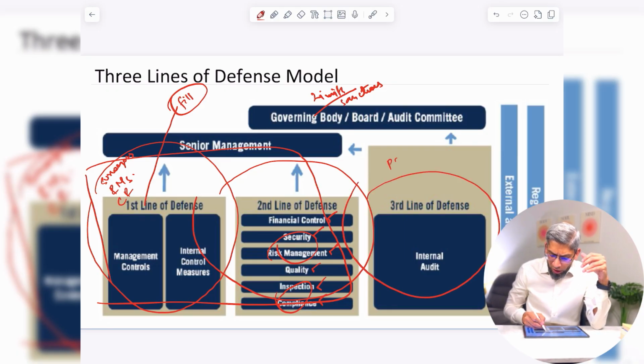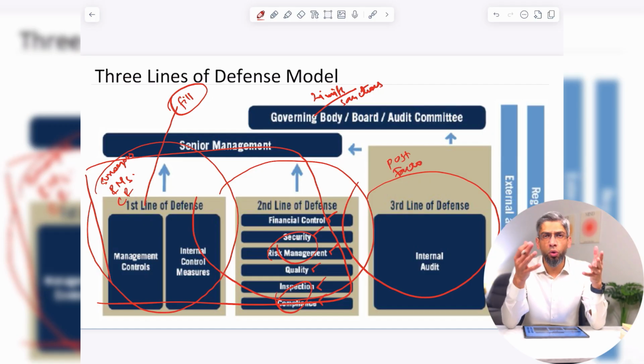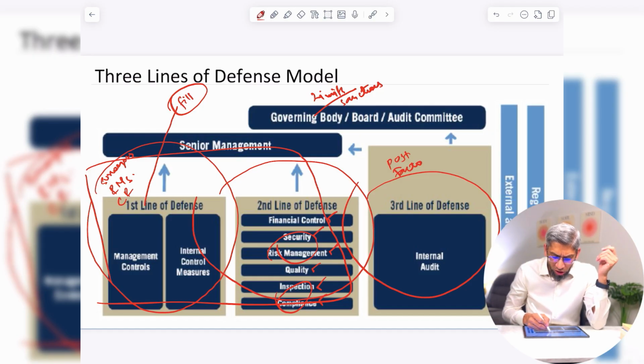Now internal audit is on a post facto basis. So basically you have given the loan to that particular organization, and internal audit will come after 3 months, and it will analyze on a sample basis all sorts of loans that we have given to organizations. And for example, they identify that there was a limit breach in one of the clients that we have.